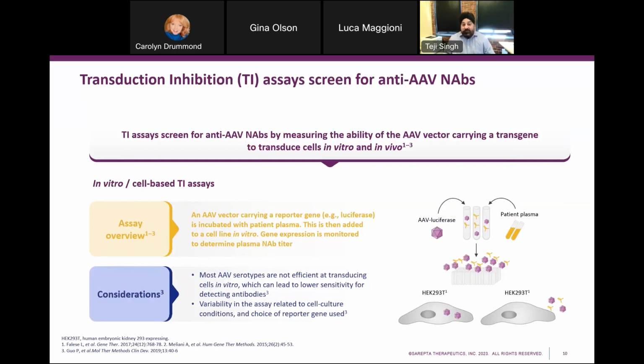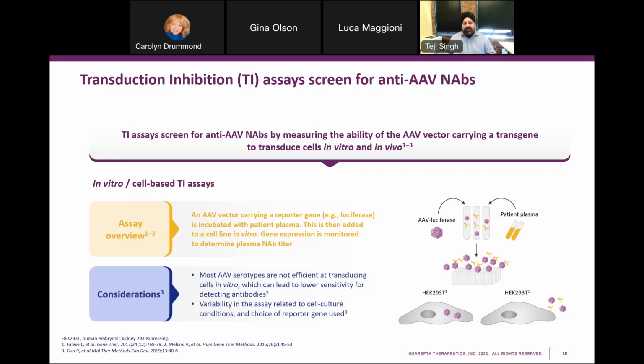What we normally do for neutralizing antibodies is you do a transduction inhibition assay. Now this actually measures the ability of an AAV vector carrying a transgene to transduce cells in an in vitro or in vivo system. Typically in vitro in the commercial setting where you're doing this in a test tube, and an in vivo would be using an animal model. In this system, what you do is you take the AAV vector or the capsid of interest, you put into it a reporter gene, a gene that actually leads to some signal being produced in the cell when the cell is transduced, and that's a signal that you can detect.